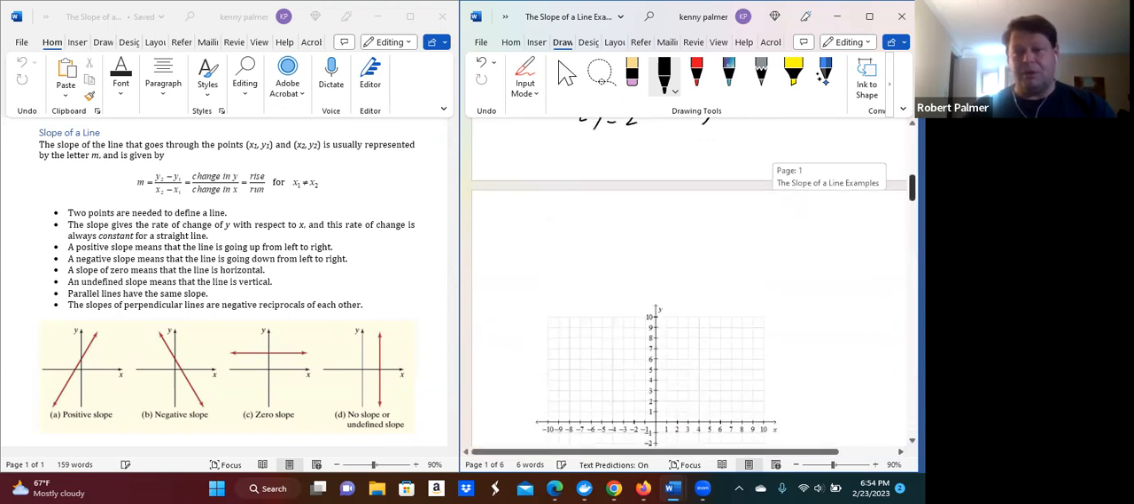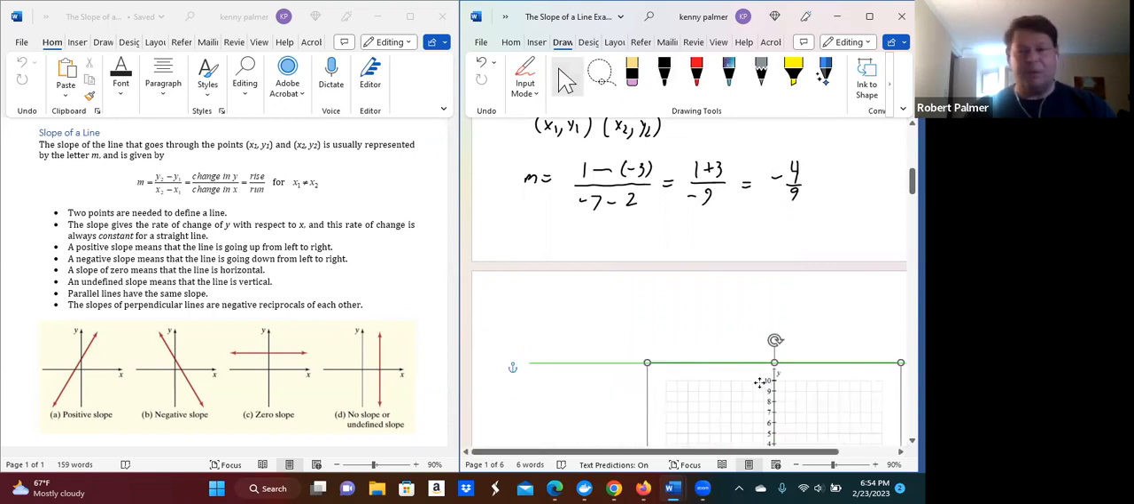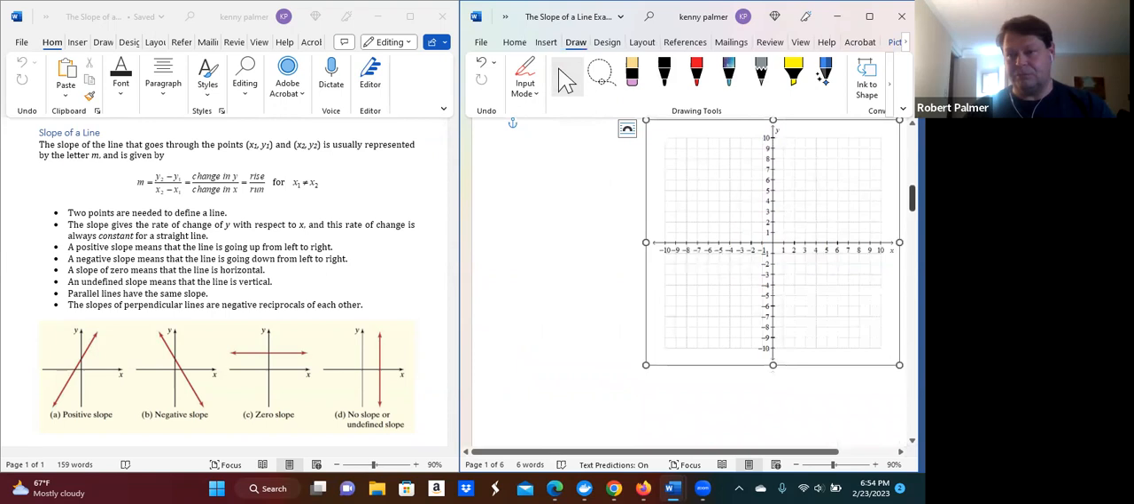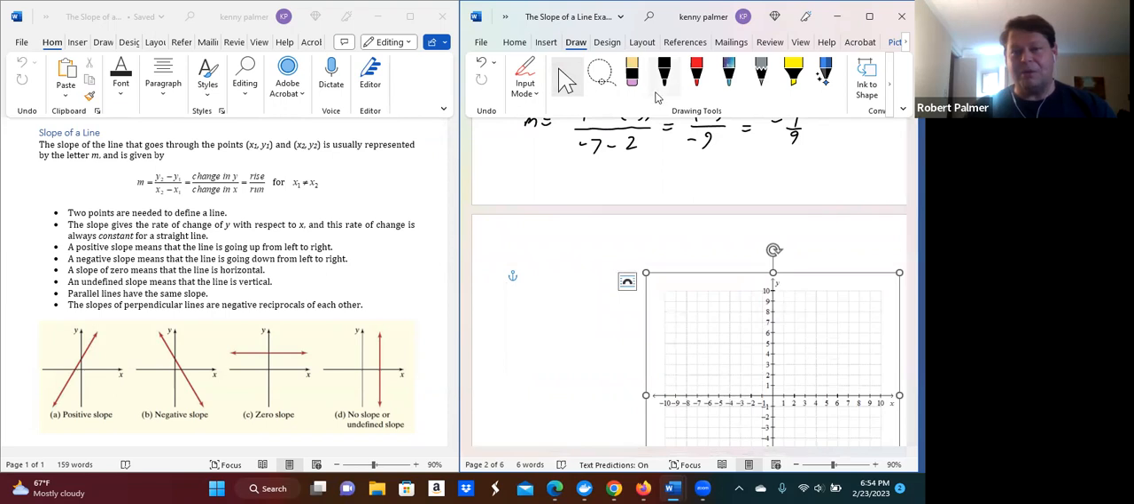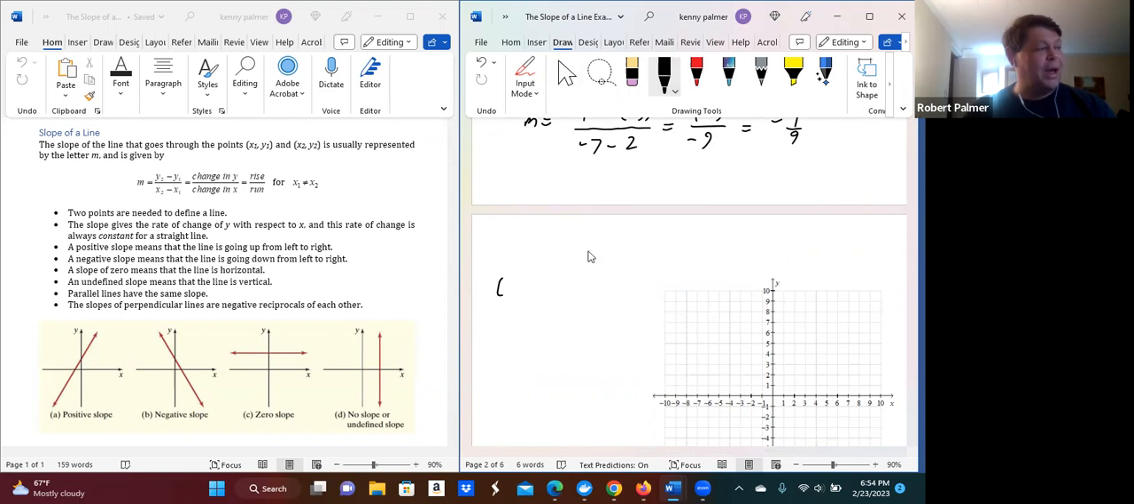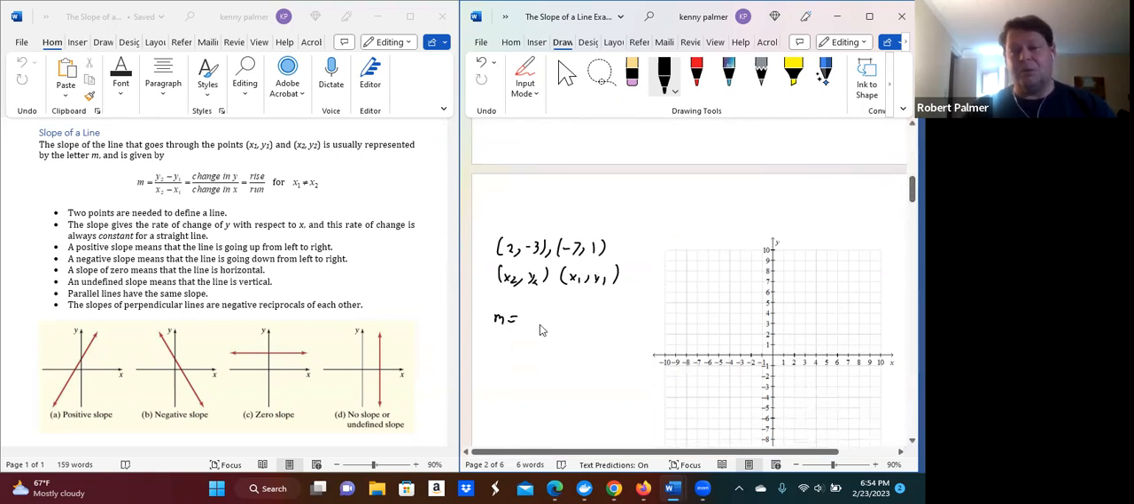Now let's go down here and actually have a graph. Let me move this to the side just a moment, and we'll graph the line. Now, let me actually write those 2 points again. And what I want to do now is show that we get the same slope if I switch my x1 and y1 around. So 2, -3, and -7, 1. This time I'll make this my x2, y2, and make this my x1, y1, and we'll show we get exactly the same thing as long as we do it correctly.